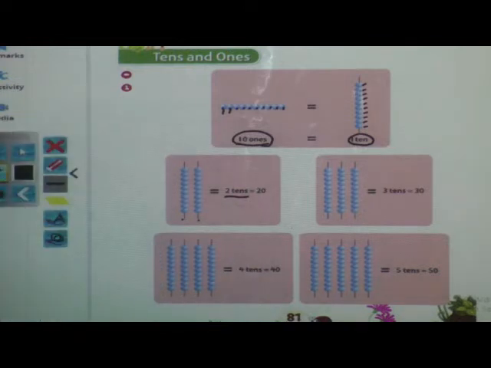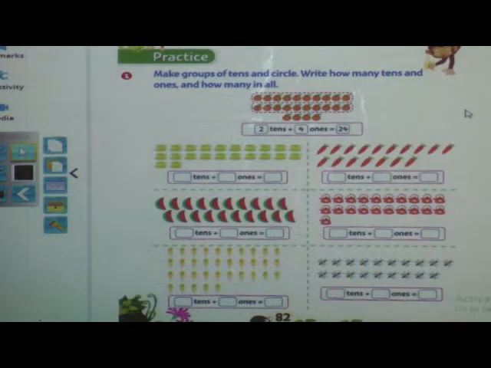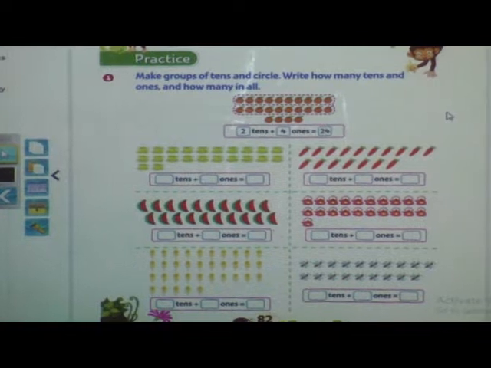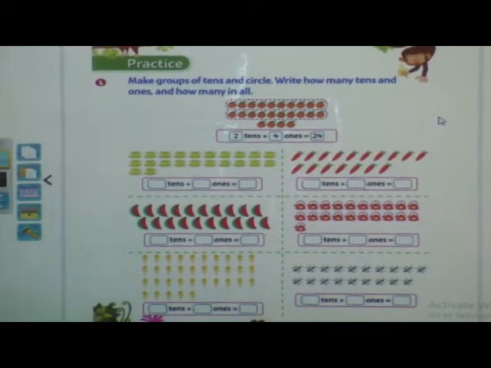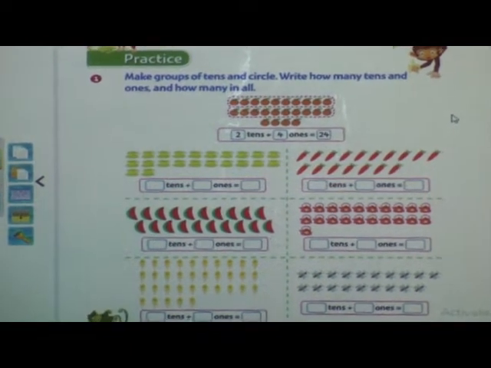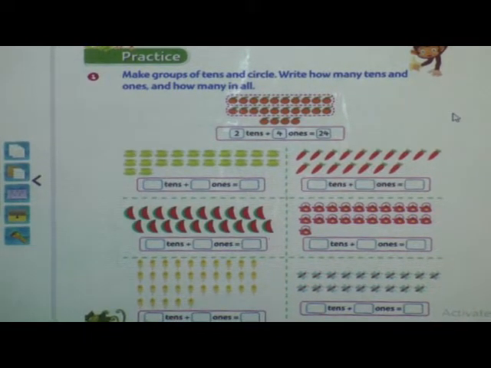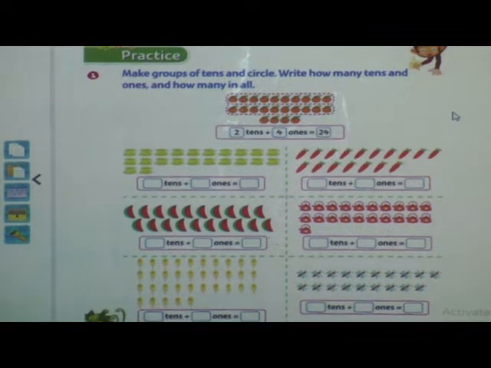So open the next page, that is page 82. We will solve the problems. See here, now see what they have told us. Make groups of tens and circle. Write how many tens and ones and how many in all. So here, for example, they have shown us. See first one.